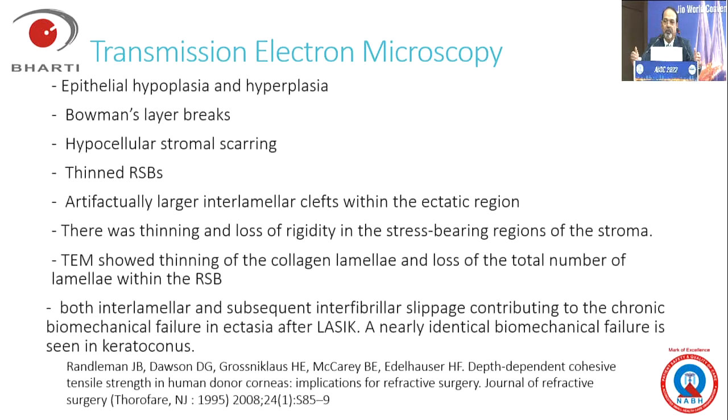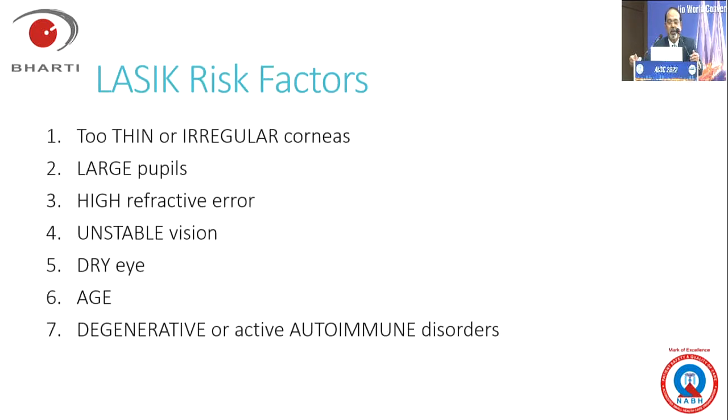So what we were producing surgically was like whatever is happening in keratoconus in normal individuals because of their genetic predisposition. So the risk factors were too thin or irregular corneas.